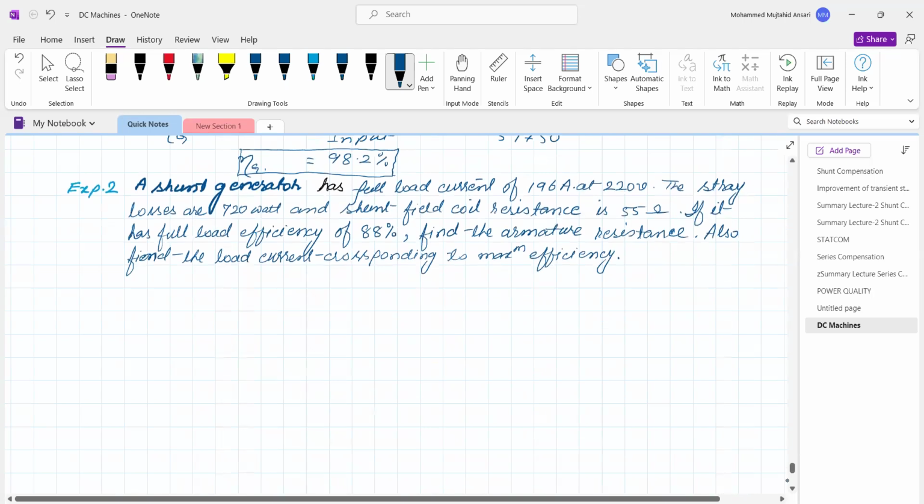The second numerical is: a shunt generator has a full load current of 196 ampere at 220 volt. The stray losses are 720 watt and the shunt field coil resistance is 55 ohms. If it has a full load efficiency of 88%, find the armature resistance and also find the load current corresponding to the maximum efficiency. So here the generator is delivering 196 ampere, a shunt generator as earlier.